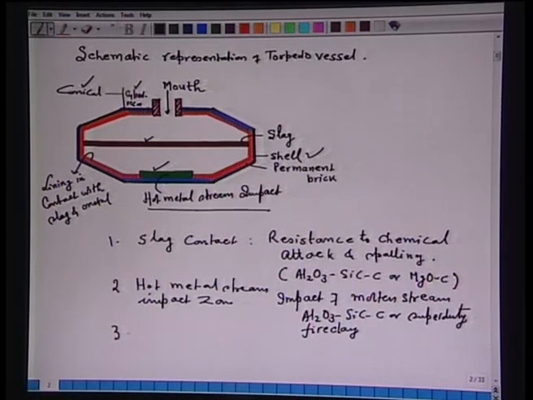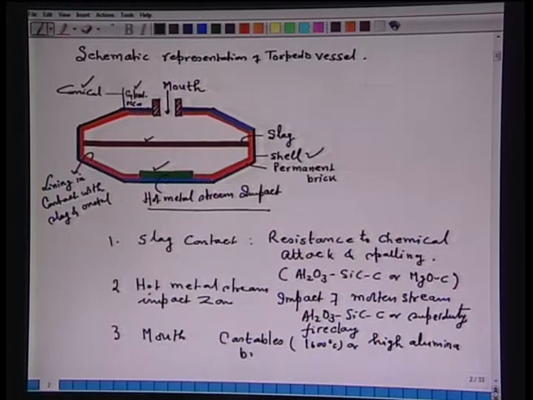Third important is the mouth, that is, from here the molten stream enters. Now, this mouth is made of castables of around 1600 degrees Celsius, or it may consist of high alumina brick. So, this is the concept of zone lining.